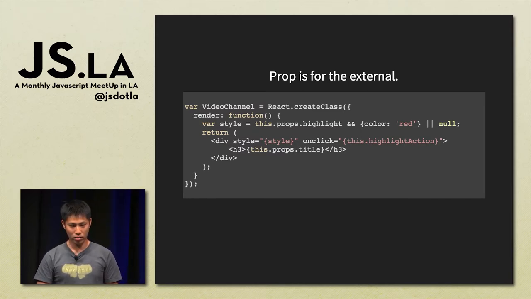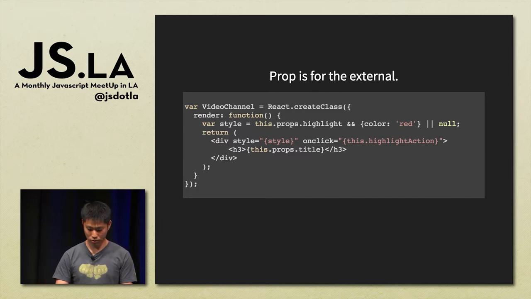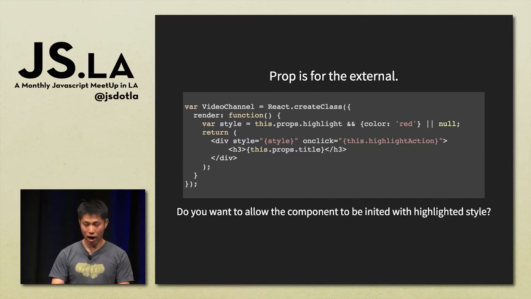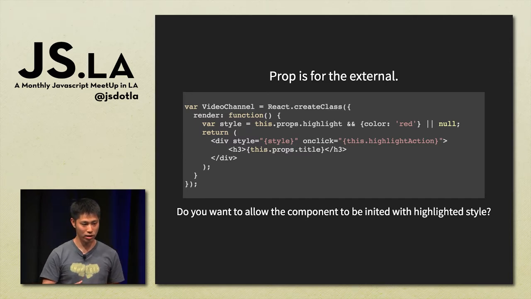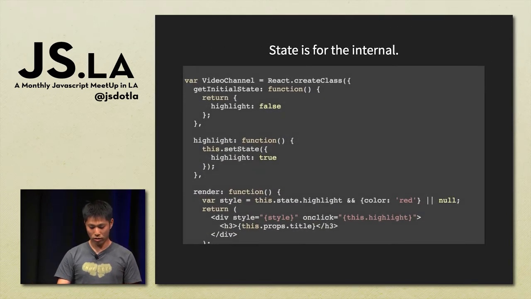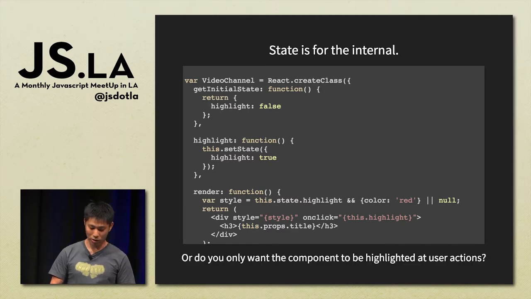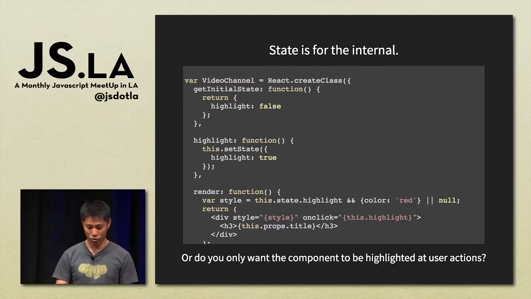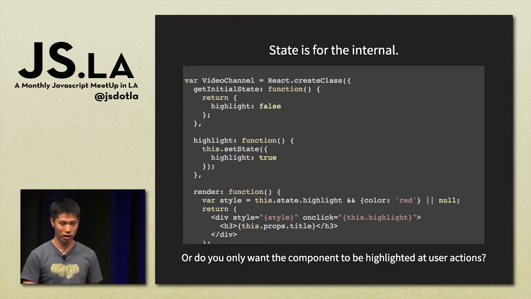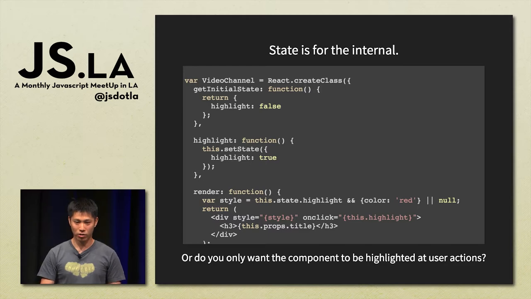Aside from the technical perspective of state versus prop, think about it: prop is for external. So for example here, the highlight is a prop, which means that you want to allow the user of this component to init the component in the highlighted state. Or if you want it to be a state, it means that the user cannot init the component into a highlighted state. You want to restrict it to only be init in the pure state, and only if the user takes an action is it set to a highlighted state.